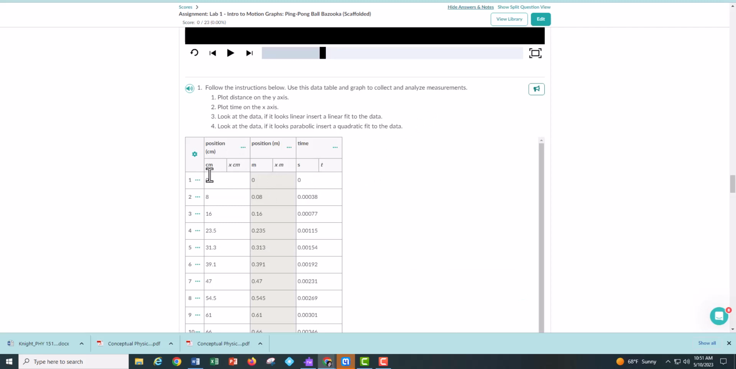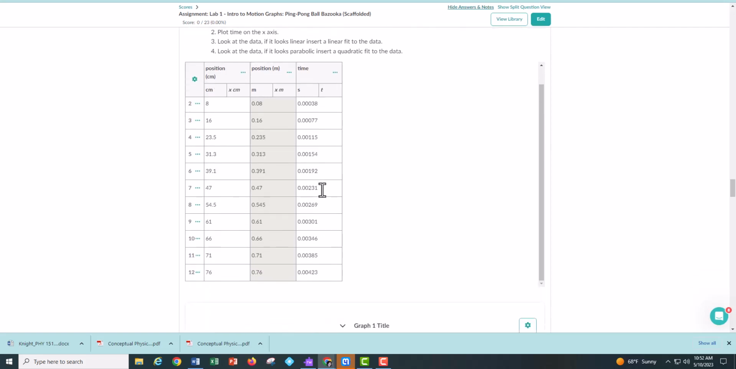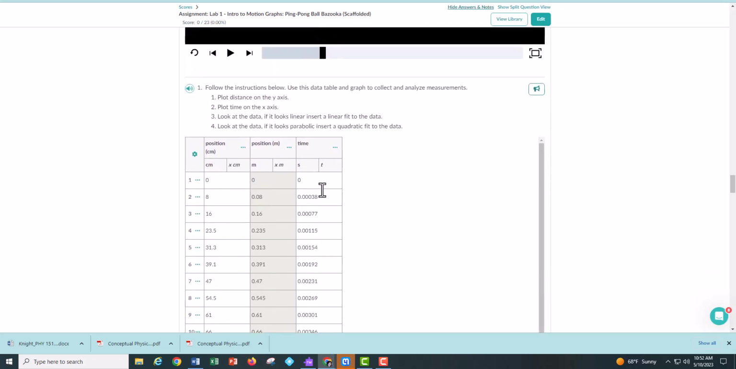So I'll have typed in 0 and 0 for the first point, and then when I advance it, I'll say 8 centimeters and 0.00038 seconds, and I'll keep going until right before it hits the can.